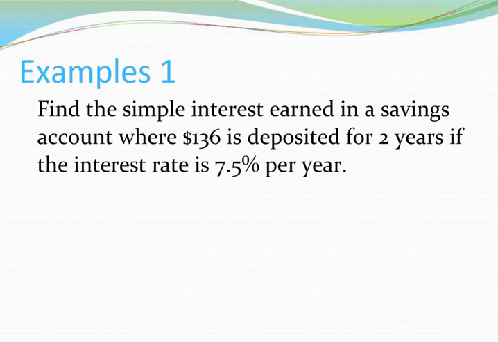Example 1 says, find the simple interest earned in a savings account where $136 is deposited for 2 years if the interest rate is 7.5% per year. First of all, we know because this problem deals with simple interest that we will be using the formula I equals P R T. Okay?